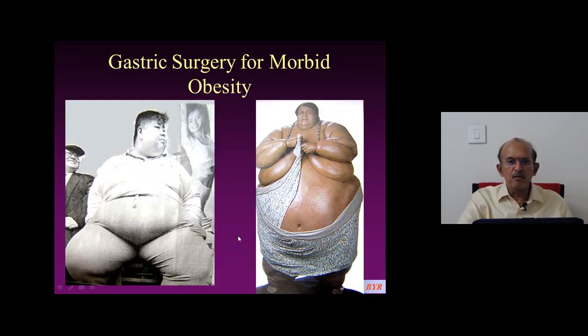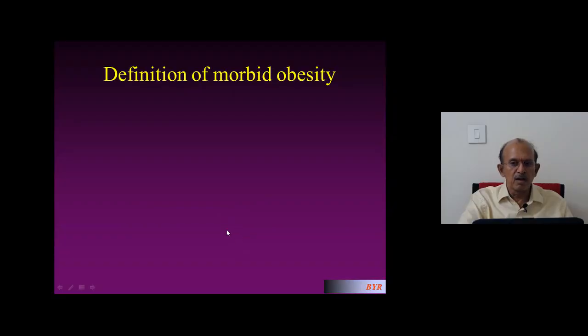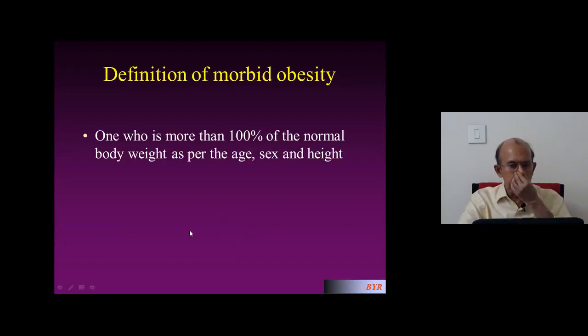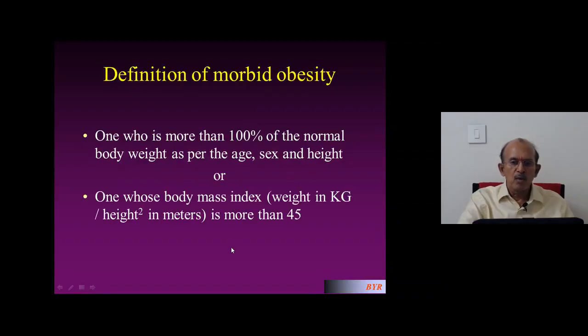When one feels that they are eating less, what will they do? They eat more. That adds calories to their body and fat to their tissues. That is how obesity is generated. Of course, endocrine hormone imbalance may also be there. What is morbid obesity? One who is more than 100% of the normal body weight as per age, sex, and height, or one whose body mass index is more than 45.